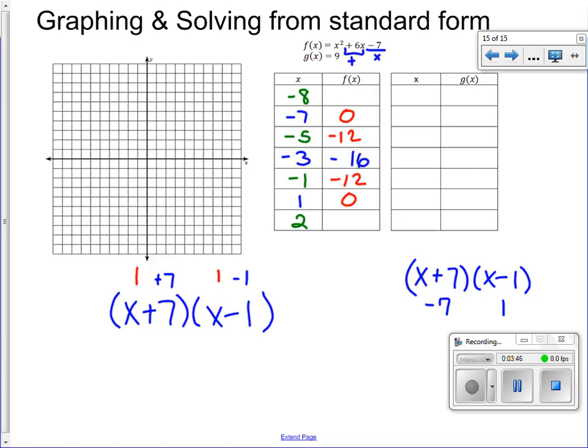All right, so we got one more. We're going to do 2. So 2 plus 7, that's 9. 2 minus 1 is still 1. So 9 times 1 will be 9. All right. And so remember, we can use the same inputs in the second function, and we probably want to so that we can see if there's an intersection at either of those points. Now remember, g of x is the constant function 9, which means that my output is always going to be 9.